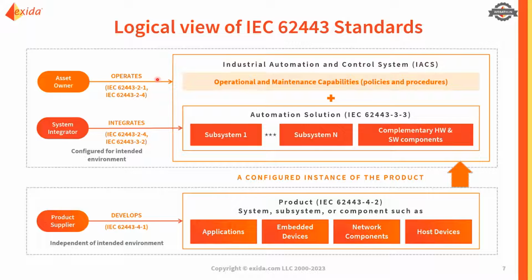And then for the asset owner, there are procedural requirements in 2-1 about how to operate and maintain that system over time. But they also need to think about how the system integrator is building that system, what sort of system security requirements they need to meet, and what they should be asking for from vendors and equipment suppliers. So although the asset owner is only directly responsible for this top portion of the standard, they really need to understand what other organizations are supplying as well.